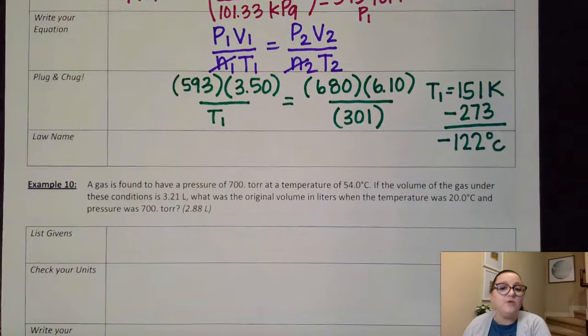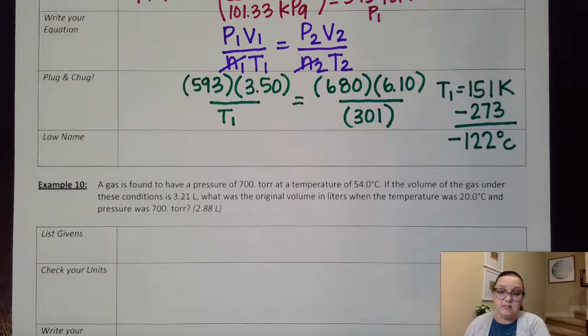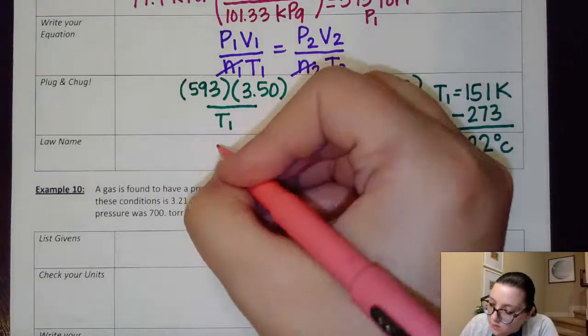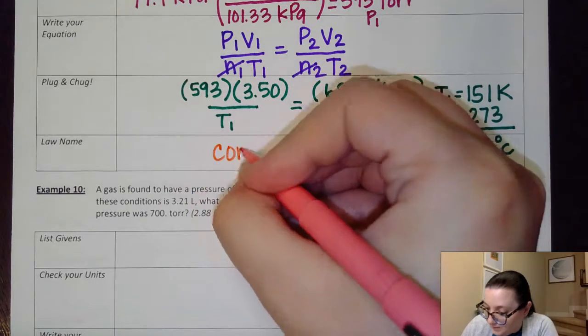Now, again, if you had tried to solve this proportion using Celsius instead of Kelvin, your answer would have been totally wrong, and you would have been totally sad. So be really careful there, okay? Now, as far as the law name, again, here I used more than just 2 variables. So I would have called this combined.